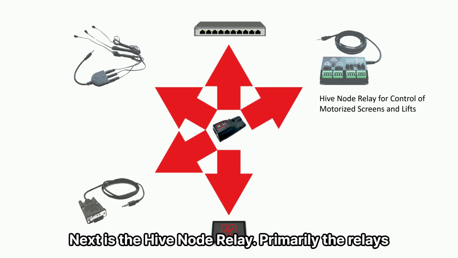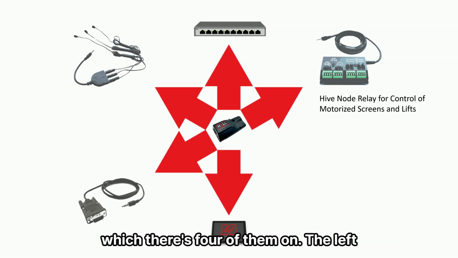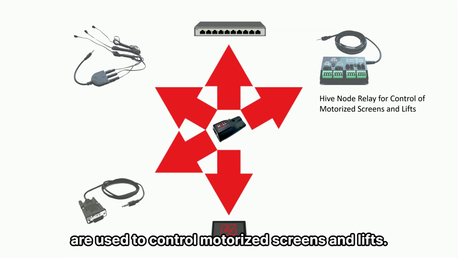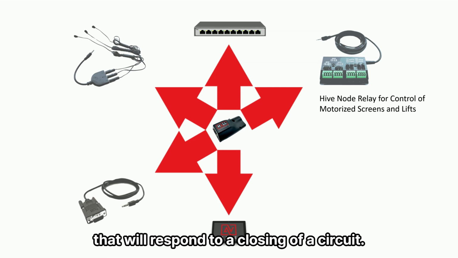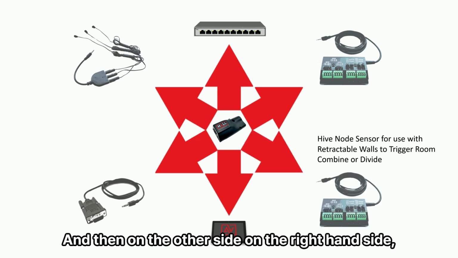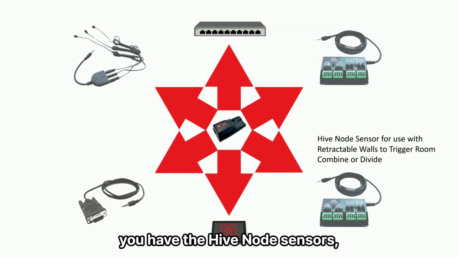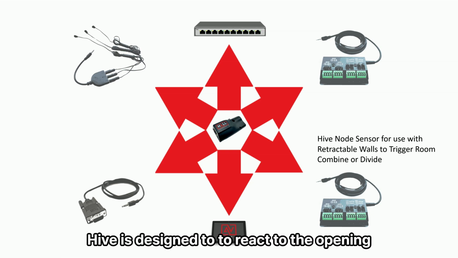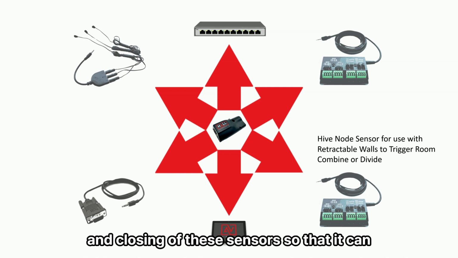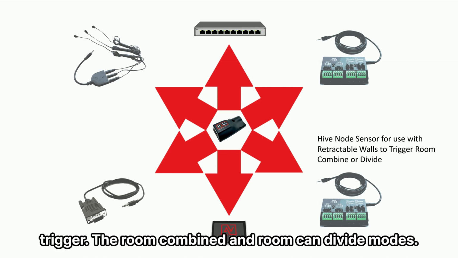Next is the Hive Node Relay. Primarily the relays, which there's 4 of them on the left, are used to control motorized screens and lifts, anything with a motor that will respond to a closing of a circuit. And then on the other side, on the right-hand side, you have the Hive Node sensors. And these are what are typically going to be used with retractable walls. And Hive is designed to react to the opening and closing of these sensors so that it can trigger the room combine and room divide modes.